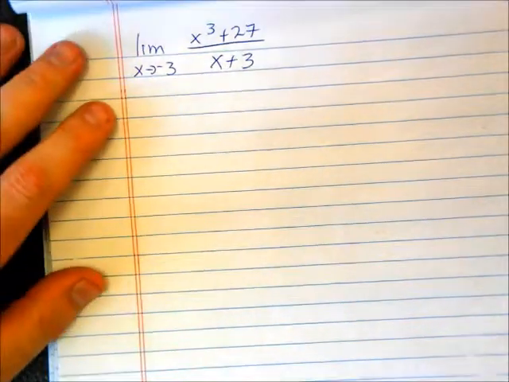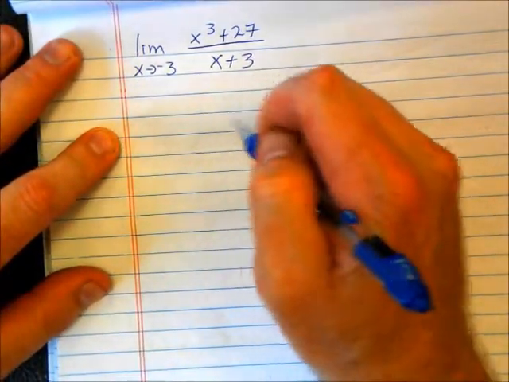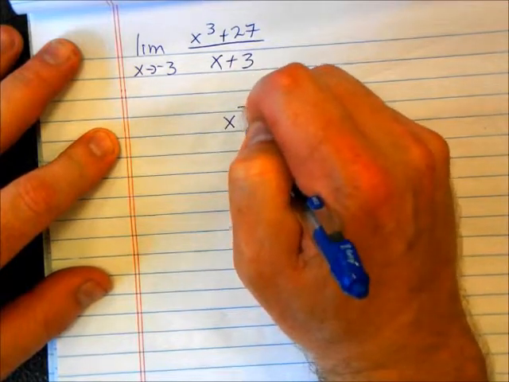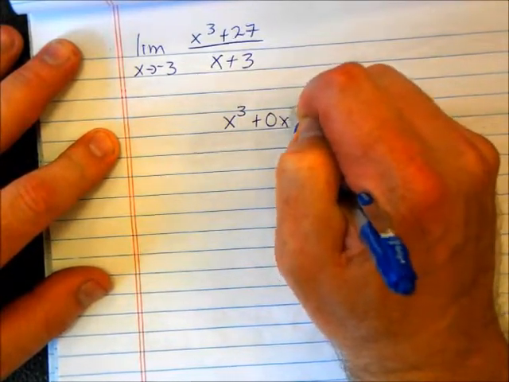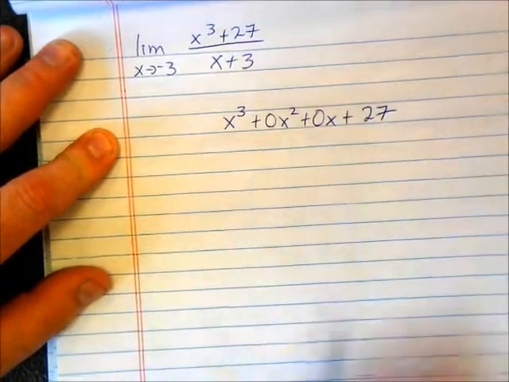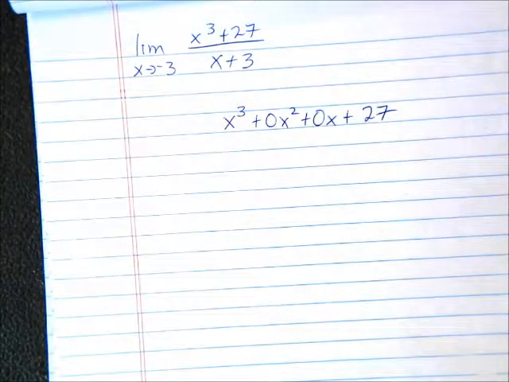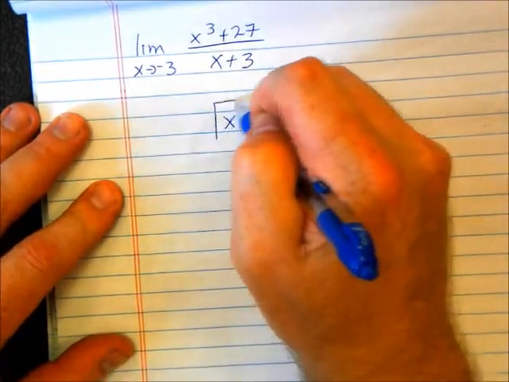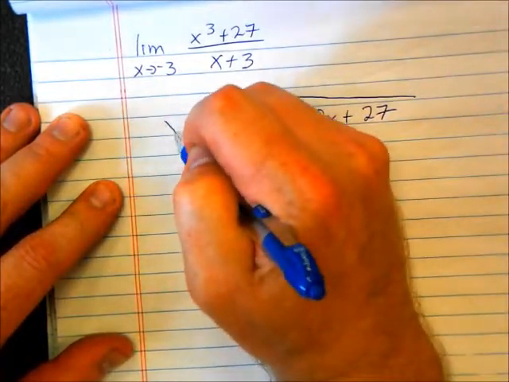All right, so for dividing polynomials, we do it like long division. We write down x cubed plus 0x squared plus 0x plus 27. You've got to fill in the missing pieces. It goes from x cubed right to 27. So you need to fill in the x squared piece and you need to fill in the x piece. And then you write your long division bar, x plus 3.